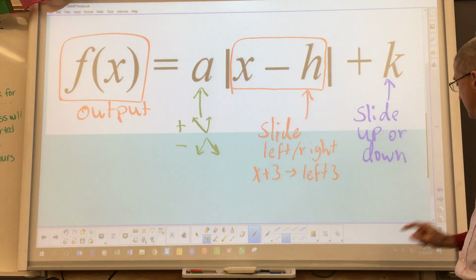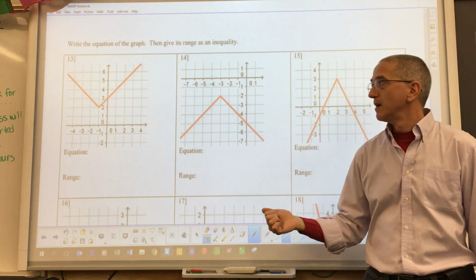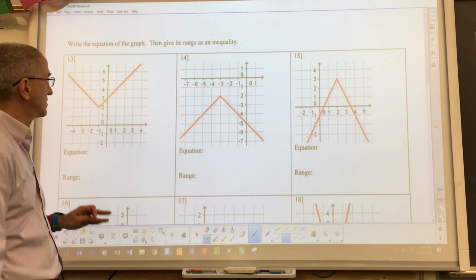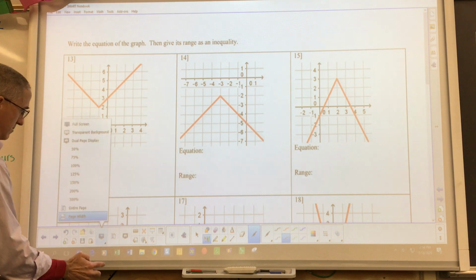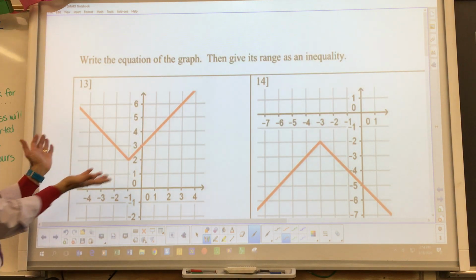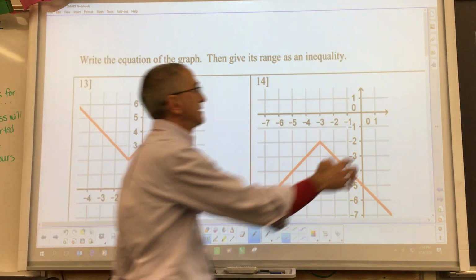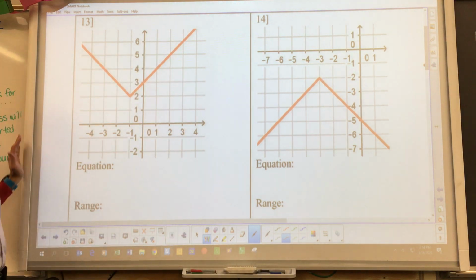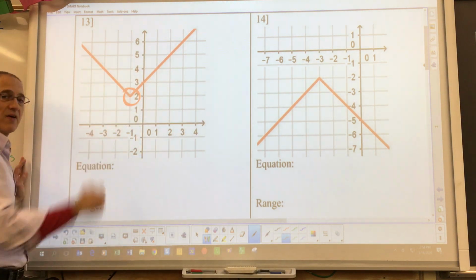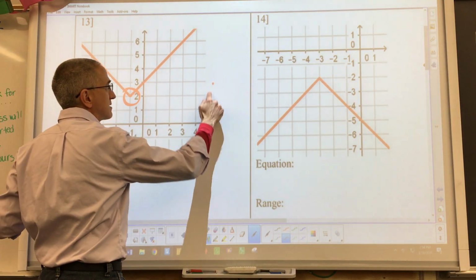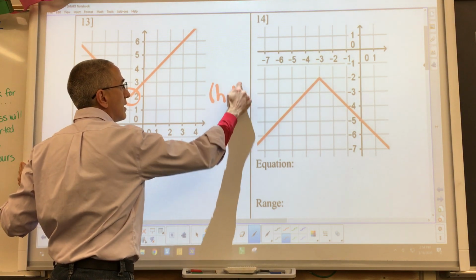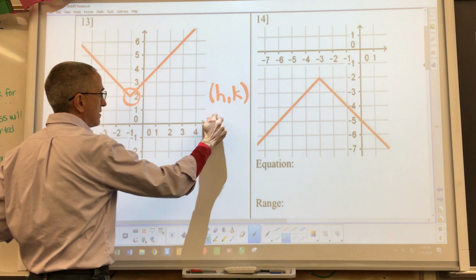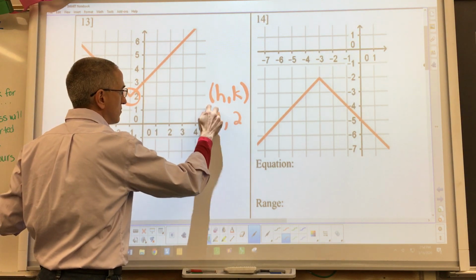Now, last thing I want you to do is the end of the assignment. Now that you know how the function works, we can take one of these and write the equation. Like, I got a graph, how do I write the equation? Right? Let's zoom it up right there. Okay, I've got my vertex. My vertex, oh, h and k. H is left -1, k is up 2.